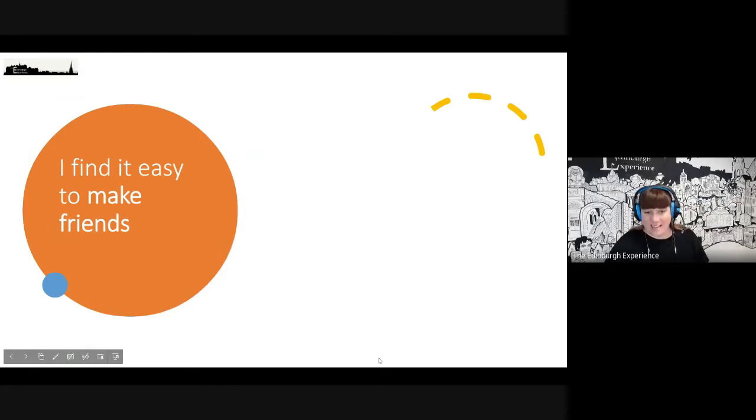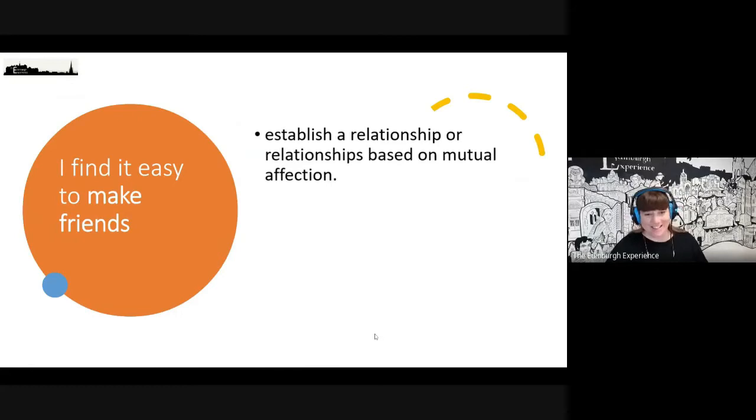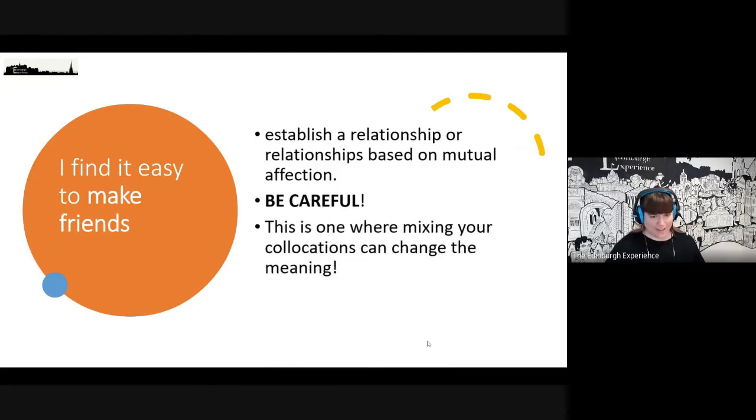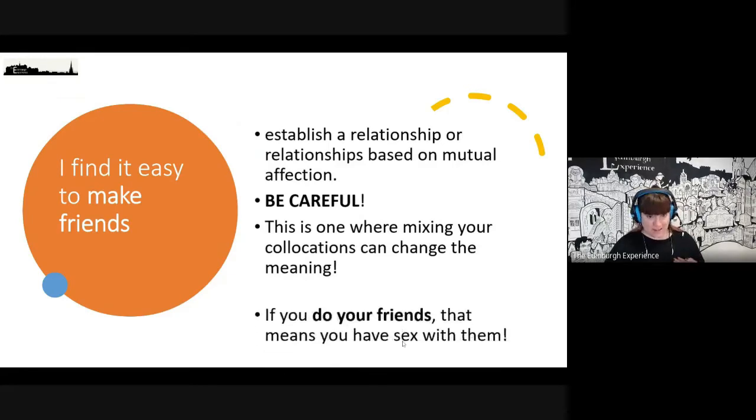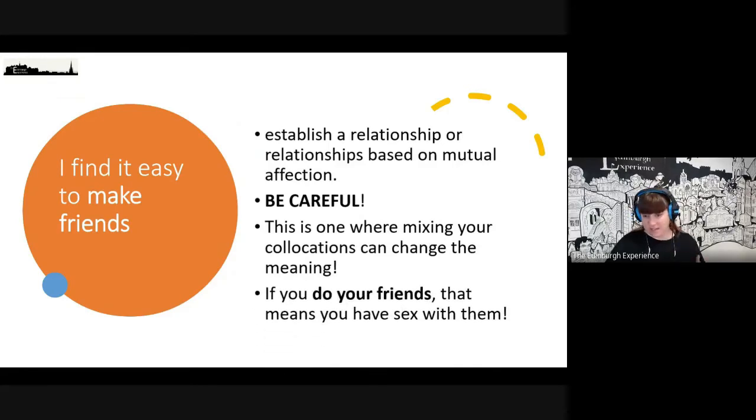Right, I find it easy to make friends. Now, this is an important collocation, guys. So this means that you establish a relationship or relationships based on mutual affection. And this is one of the few examples where mixing make or do does actually affect the meaning, and it affects the meaning quite differently. So if I say that I do my friends, okay, that means that I have sex with my friends. And it's quite a different thing to making friends, obviously. So just watch out with that one, please. Be careful.